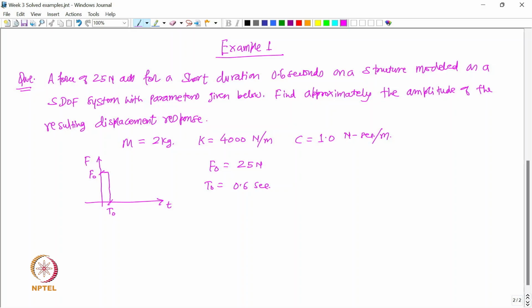So, we have to find approximately the response of this structure modeled as a single degree of freedom system. Here the force is not a harmonic force acting with a certain frequency, it is a transient force, and the force given here is a kind of rectangular pulse shape force. Let us see how we can approximately find the response of the system. Let us proceed with the solution.